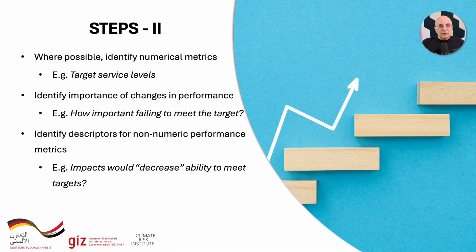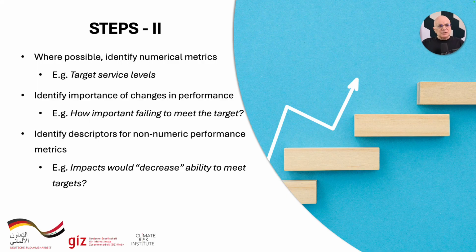Where possible, we try to identify numerical metrics. Example, we have a target performance level of 98%, for example. And the event is going to reduce us below that level. How important is that to the organization? We identify the importance of changes in performance. How critical is it to not meet a particular performance target?